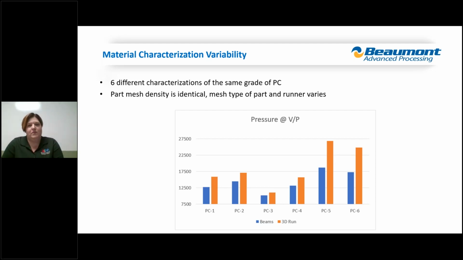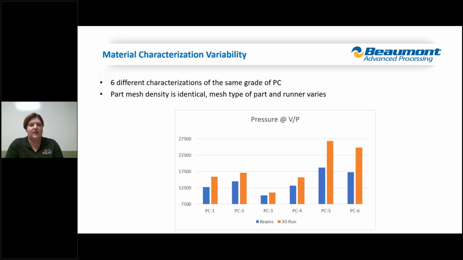For this particular bar graph, the part mesh is identical, including the type of mesh and the density. I will show a variation in a later slide, but we don't have time to get into all the details about simulation. The analyst can choose different mesh types and how fine a mesh they put on it, and all of that is going to affect our accuracy. So again, 6 different versions of the same exact grade, run at the same processing conditions.